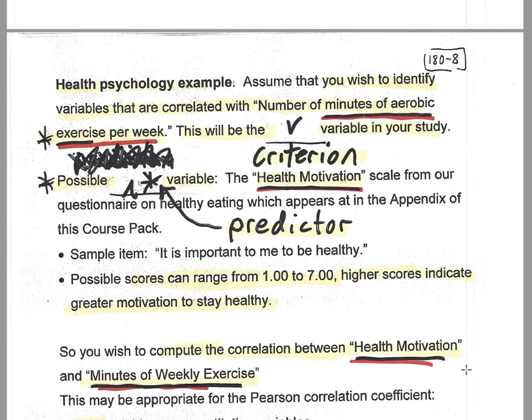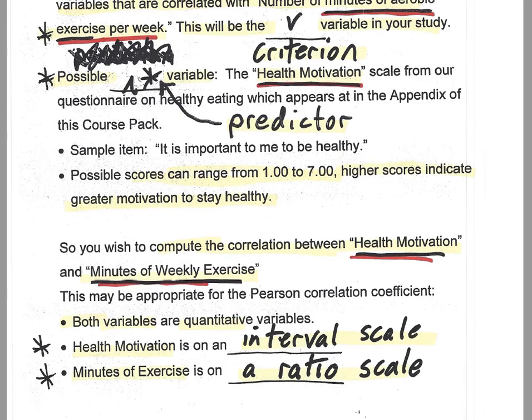Score high on health motivation, that means it's important to you to stay healthy, or so you say. Minutes of weekly exercise is what it sounds like. How many minutes of aerobic exercise do you get in a typical week? This pair of variables would probably be appropriate to investigate with Pearson correlation. Both of them are quantitative variables.